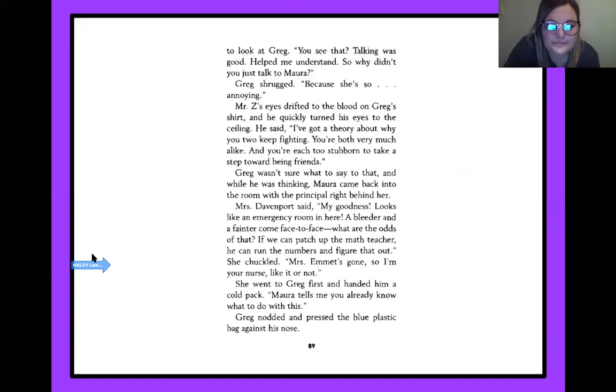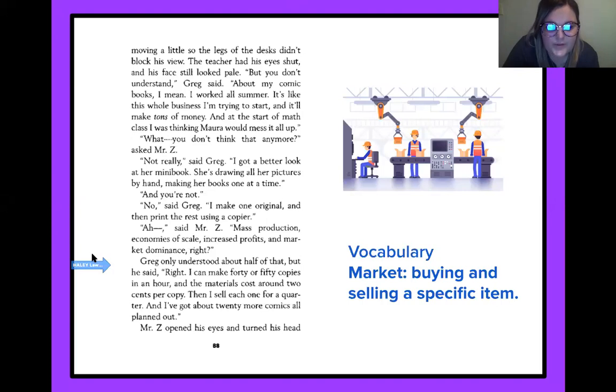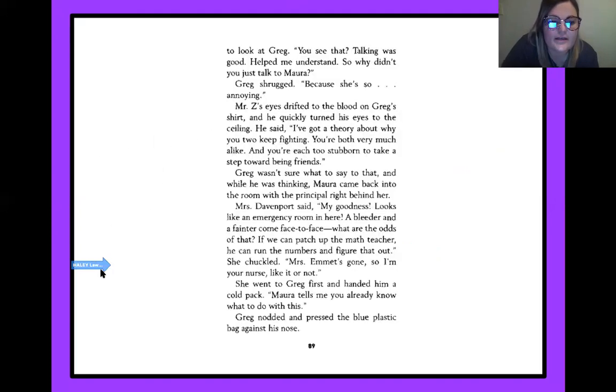So it says, Mr. Z opened his eyes and turned his head to look at Greg. "You see that? Talking was good. Helped me understand. So why didn't you just talk to Mara?" Greg shrugged. "Because she's so annoying." Mr. Z's eyes drifted to the blood on Greg's shirt, and he quickly turned his eyes to the ceiling. He said, "I've got a theory about why you two keep fighting. You're both very much alike, and you're each too stubborn to take a step towards being friends."